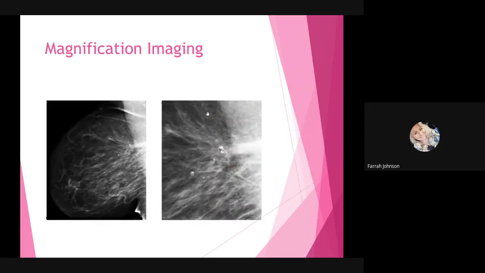So for magnification imaging, for example, on this MLO, we can see that there's an area of calcifications that they may be concerned about. It's kind of hard to tell in detail what those look like. So we do a magnification view, and then of course you can see them. Radiolucent center, probably not as concerning. They're kind of scattered, but they can see them in greater detail.